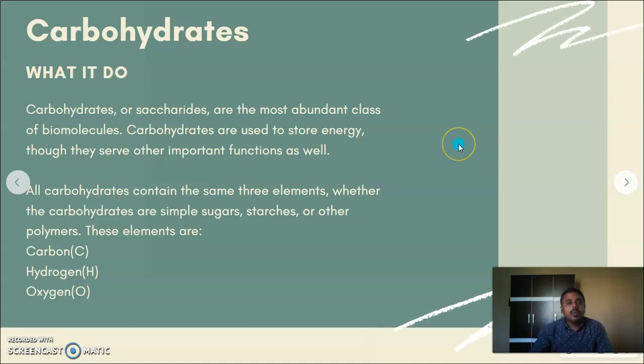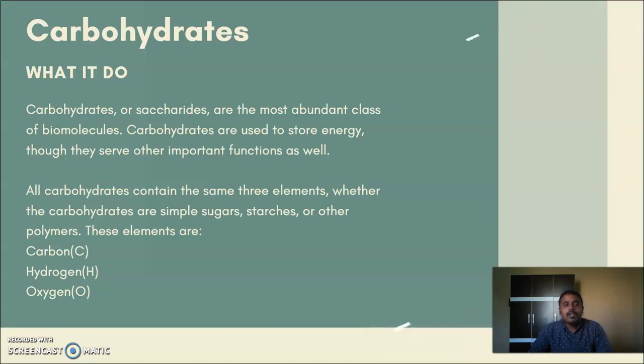So what is a carbohydrate and what does it do? Carbohydrates, we commonly call them saccharides. These are the most abundant class of molecules. Among all the other biomolecules, carbohydrates are the most abundant type, present in larger quantity. These carbohydrates are used to store energy, though they serve other important functions as well. They have many functions, but the main function of the carbohydrate is to store the energy.